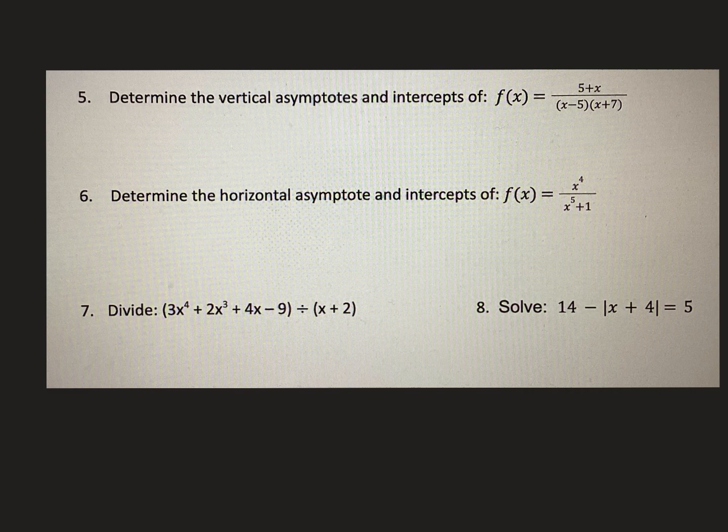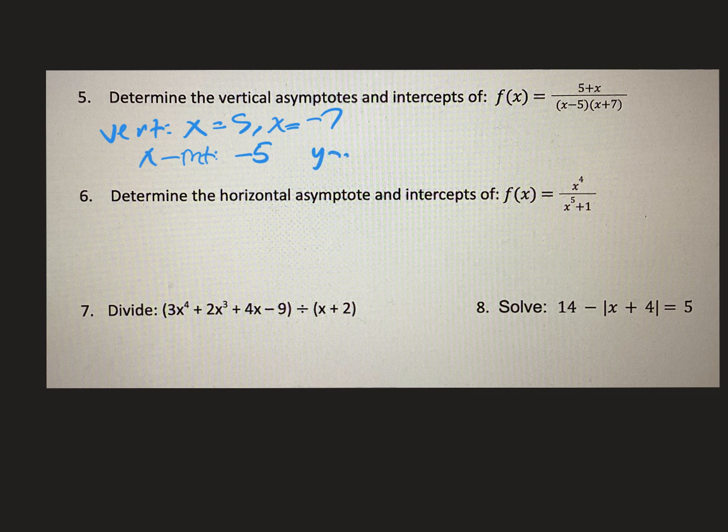Number 5, determine just the vertical asymptotes and intercepts. Okay, so the vertical asymptote, remember, is whatever makes the denominator 0. You need to put x equals. So I'm going to put x equals 5 and also x equals negative 7. The x-intercept is whatever makes the numerator 0, which would be negative 5.